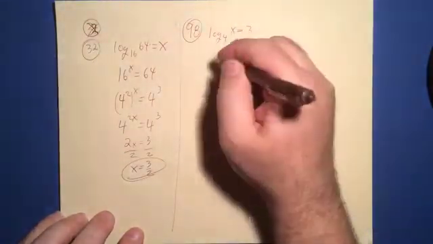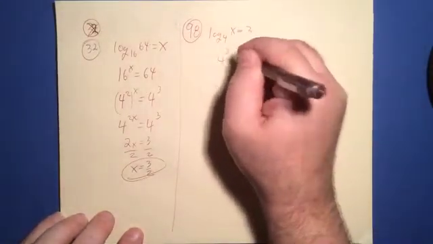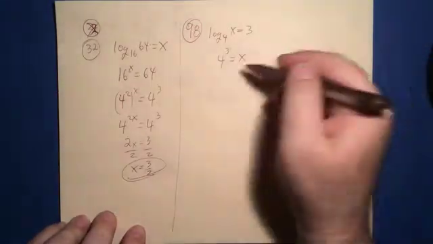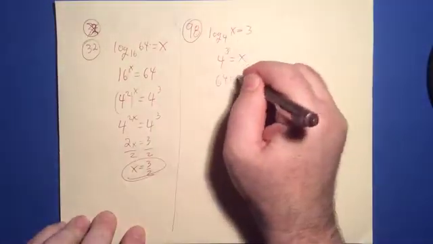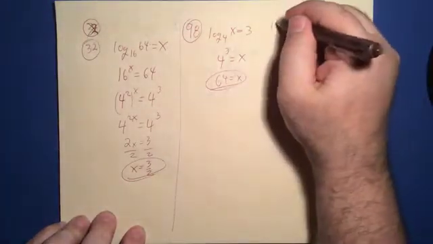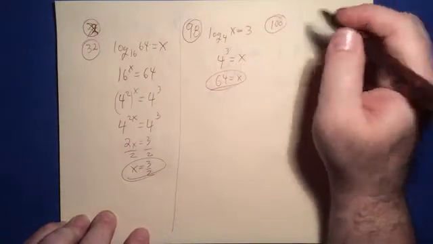So when I write this in exponential form, I get 4 to the third is equal to x. Well, if 4 to the third is equal to x, 4 to the third is 64. And we have our number. Done.